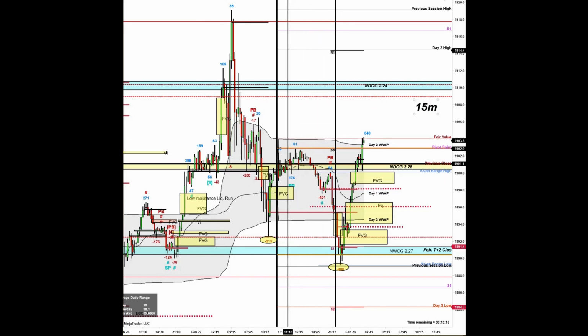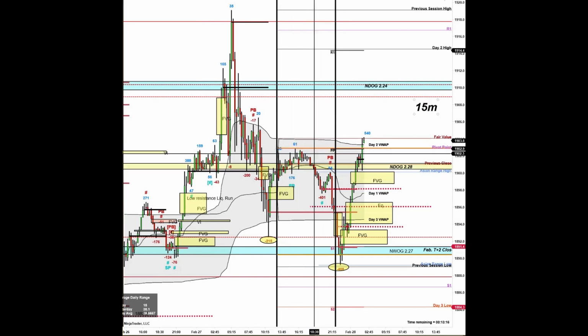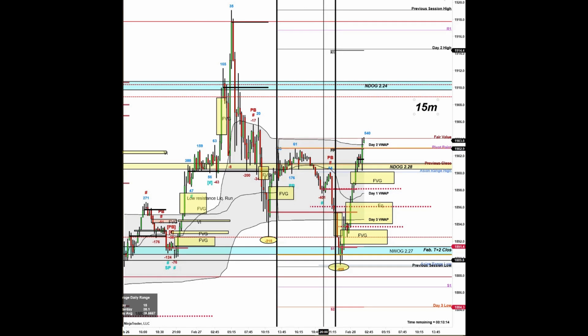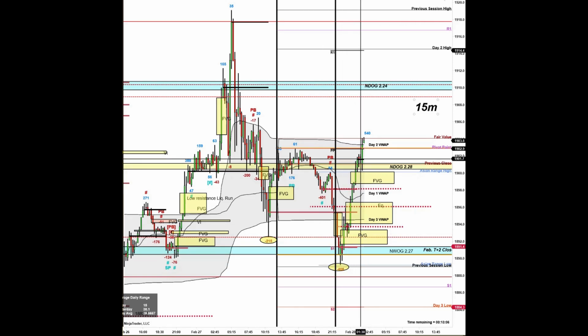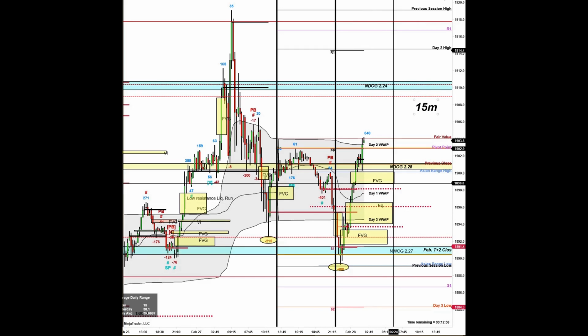Asia Globex here, we pivot high, and then we go down. And we go all the way down to the new week open gap, and just a little bit below, hit the sell stops. Europe opens, we go back up. We go over the new day opening gap here on 2/28. So we've hit below the new week open gap, and we're right now currently above the new day open gap for February 28.